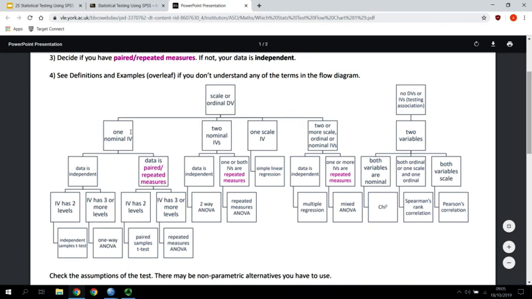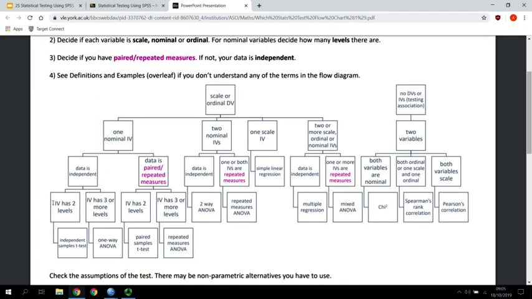Then again, we've got only one independent variable, and it's not scale, it's nominal, so we go to this box. Again, we don't have any pairs or repeats, our data is independent, so we go to this box. This time though, that independent variable, which is, remember, our museum signs, only has 2 levels, so dark or light. And so we end up at independent samples t-test.